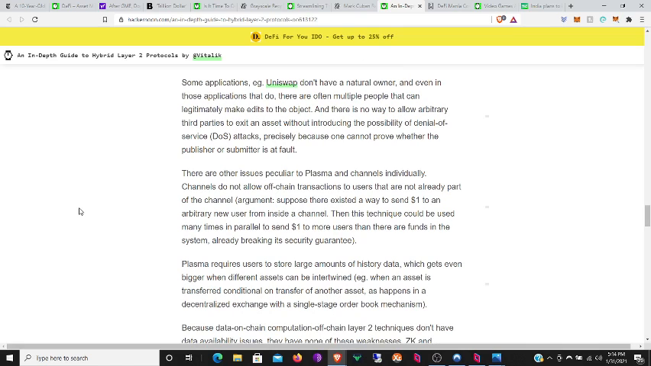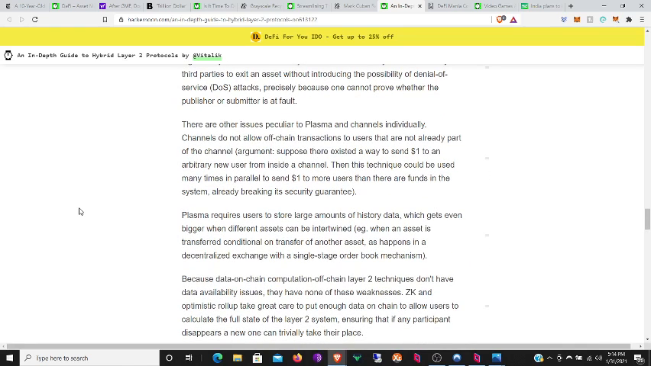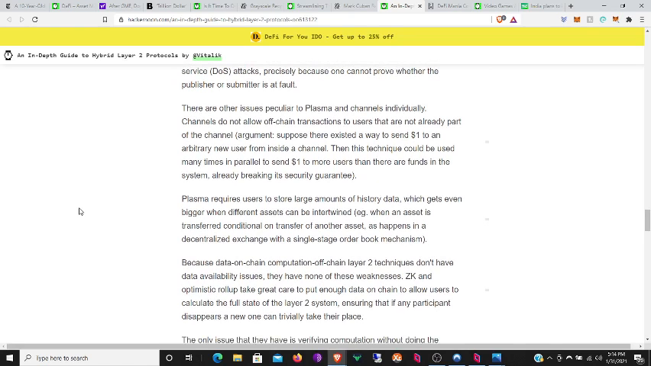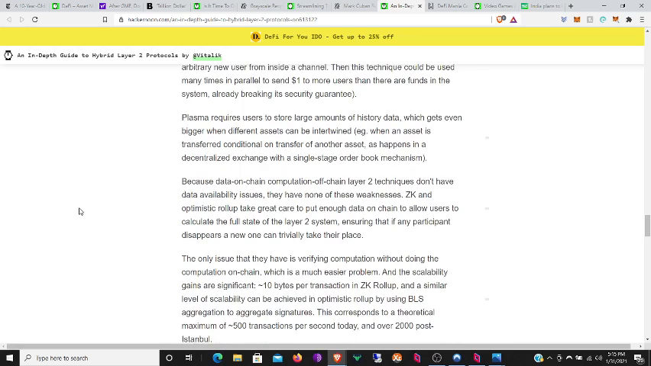And there is no way to allow arbitrary third parties to exit an asset without introducing the possibility of denial of service attacks, precisely because one cannot prove whether the publisher or submitter is at fault. There are other issues peculiar to Plasma and channels individually. Channels do not allow off-chain transactions to users that are not already part of the channel. Plasma requires users to store large amounts of history data, which gets even bigger when different assets can be intertwined.